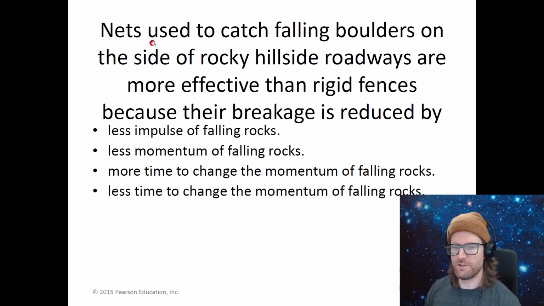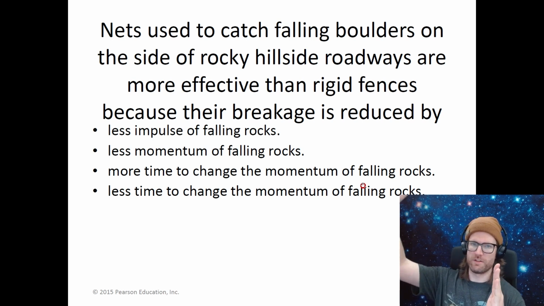Okay, nets used to catch falling boulders on the side of rocky hillside roadways are more effective than rigid fences because their breakage is reduced by less impulse of falling rocks. It's not less impulse. Less momentum of falling rocks. No. More time to change the momentum of falling rocks. That sounds important. Less time to change momentum of falling rocks. Oh gosh, let's get this right. Nets used to catch falling boulders are more effective than rigid fences because their breakage is reduced by more time to change momentum of falling rocks.